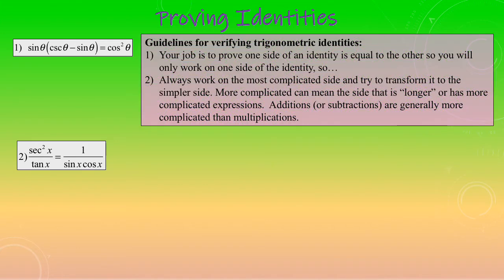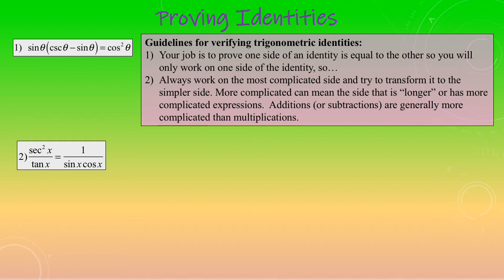Let's take a look at 2 examples. In both problems, we are to prove that the left side of the equation is equal to the right side of the equation. In number 1 for all values of theta, and in number 2 for all values of x. That's what makes it an identity.